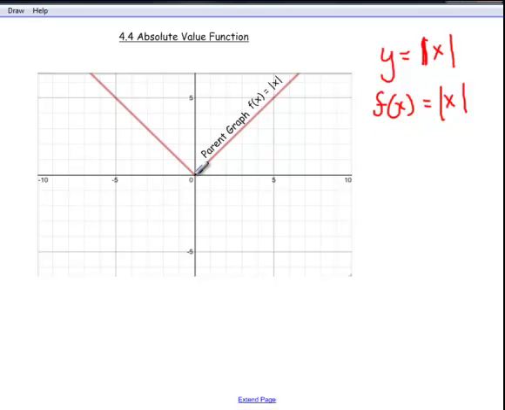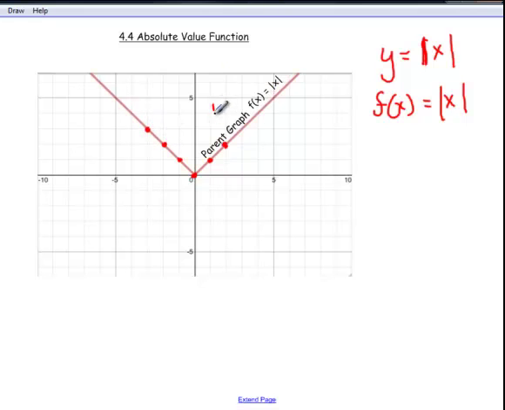So here's what my graph looks like, and we know that if we put 0 in, we get 0 back. If we put a 1 into absolute value, it returns positive 1. If we put a 2 in, it returns positive 2. And if we put negatives in, they always return positive answers.